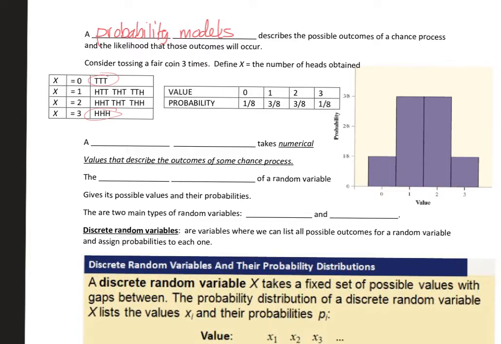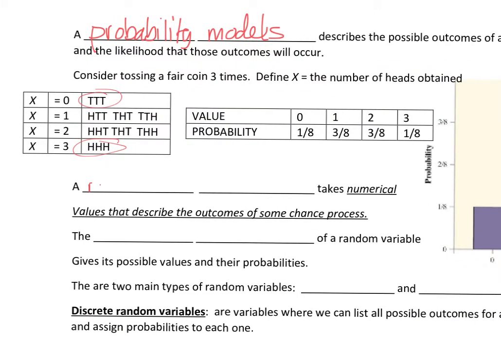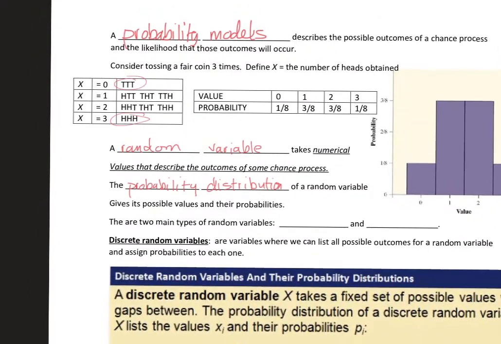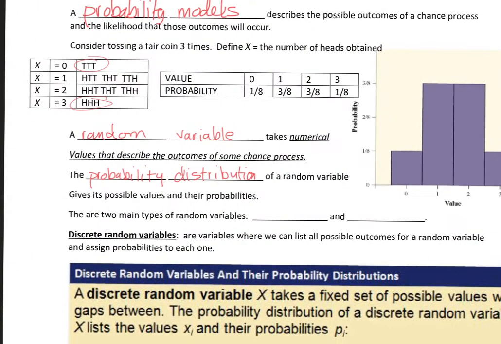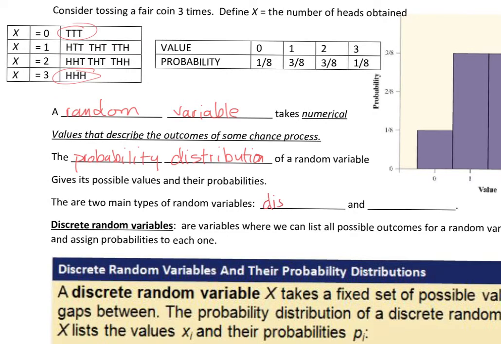So, all right, let's define a couple other things. In this chapter, the big thing we're going to talk about is random variables. And a random variable will take some numerical value that describes the outcome of some chance process. The probability distribution, which we've been looking at with the problem above, of a random variable, gives all the possible values and their probabilities. Okay. So there are actually 2 main types, and I kind of talked about one with the histogram, but the 2 main types of random variables that we're going to look at are discrete and continuous.